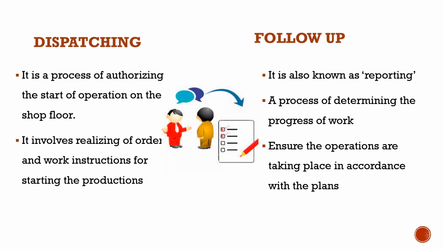First is dispatching. Dispatching is a process of authorizing the start of the operation on the shop floor. Shop floor means the place where the machines are and the workers are working on the machines on the same floor. So that is called shop floor. Here the actual operation is started in the dispatching procedure. It involves the releasing of orders and work instructions for the starting of production. So here the supervisor instructs the workers and tells them to start the production.